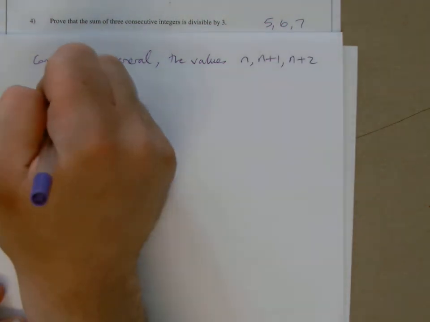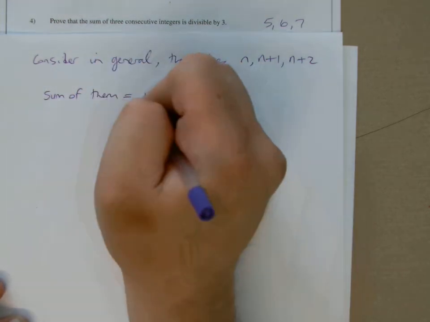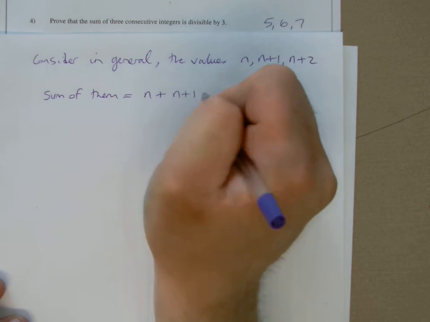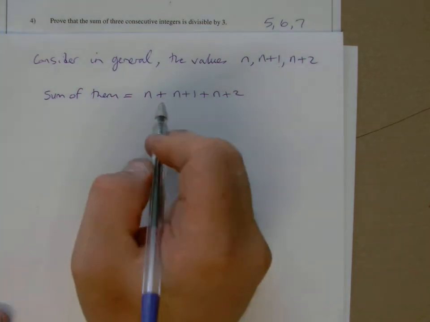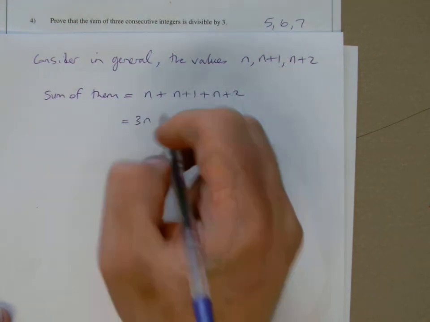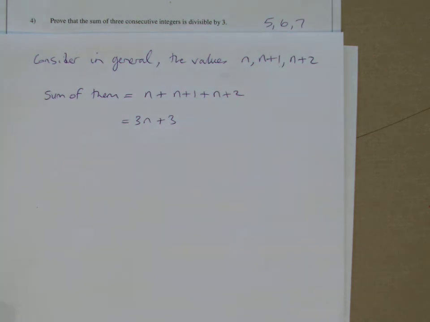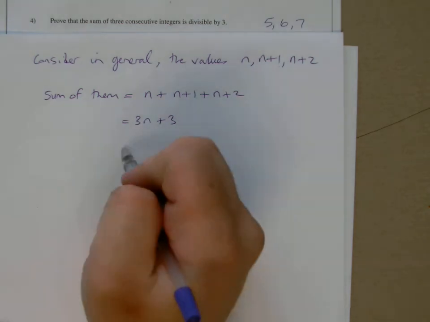Okay, so we can say the sum of them will equal n plus n plus 1 plus n plus 2. Okay, so we just need to add them. And when you add them then, put the n's together, you get 3n. Put the numbers together, 1 and 2, that becomes 3. And you'll notice then, 3n plus 3, well, there's a common factor there of 3, isn't there?